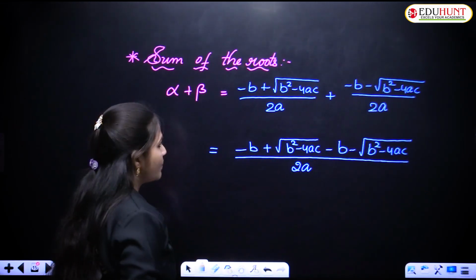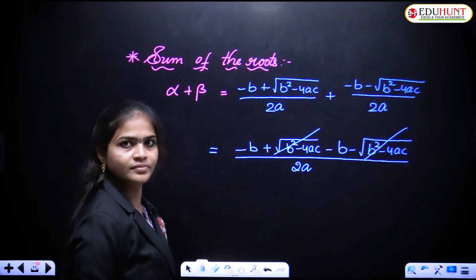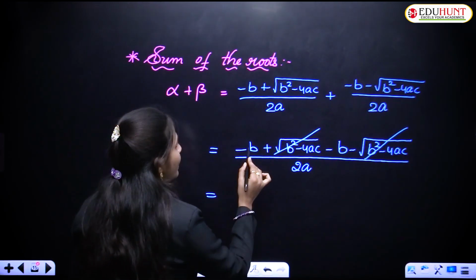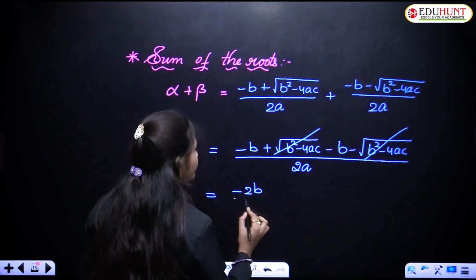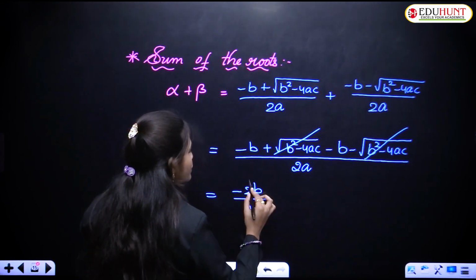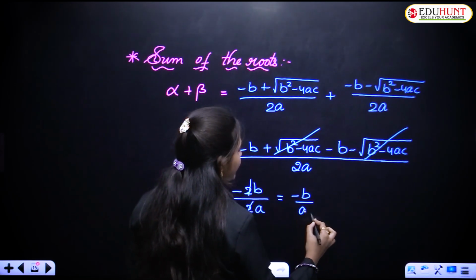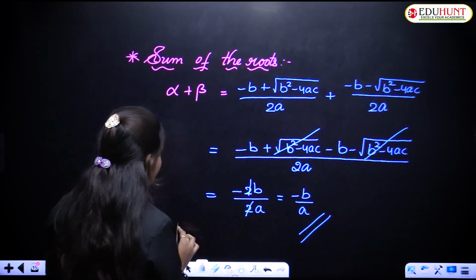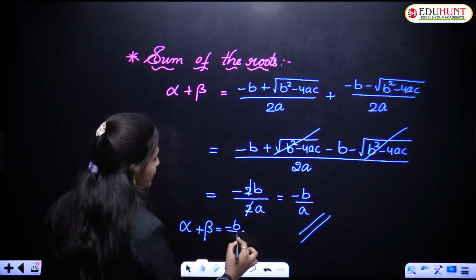From this, the plus term and the minus term get cancelled. Clear? So from this we get minus b minus b, that is minus 2b by 2a. Here 2 and 2 get cancelled, so we get minus b by a. So the value of alpha plus beta is equal to minus b by a.